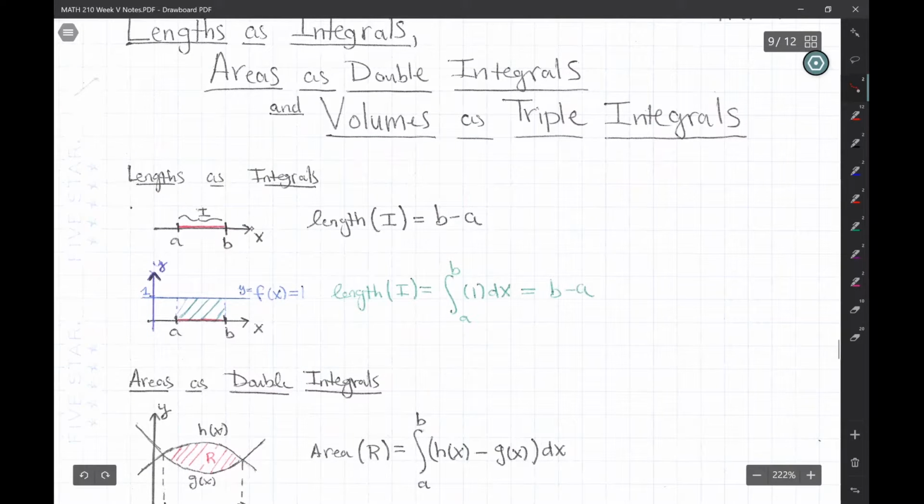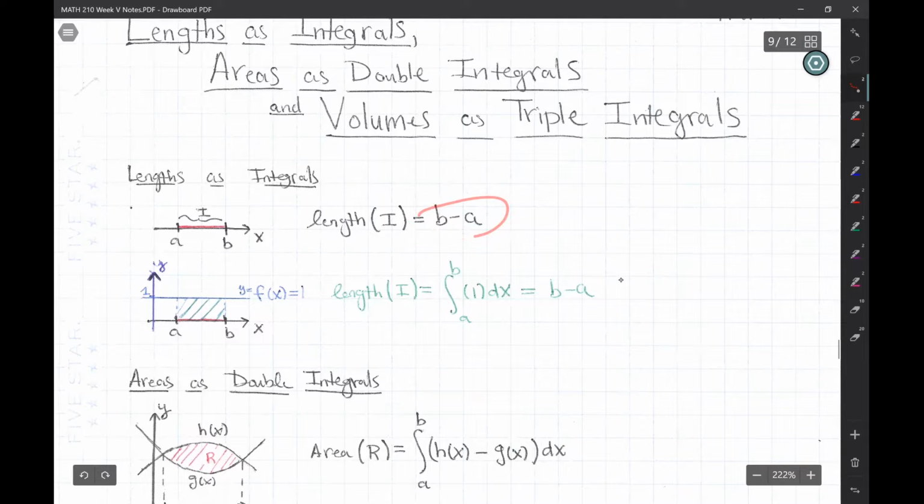So the simple way to find the length of an interval, if we have this interval here from a to b, is to subtract a from b, and b minus a would then give you the length of this interval. Well, what if instead we created this y-axis and let our function be equal to 1? Okay, so y is equal to f of x is equal to 1. We have the constant function. Well, then what's the area here going to be in green? It's going to be the integral, right? We integrate the function 1 over dx from a to b, and we get b minus a.